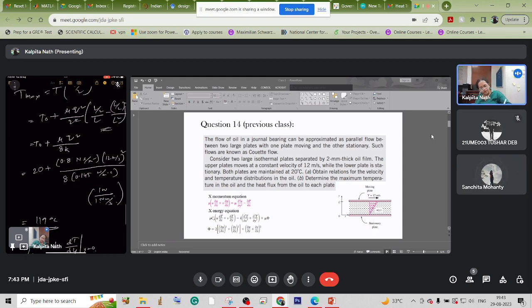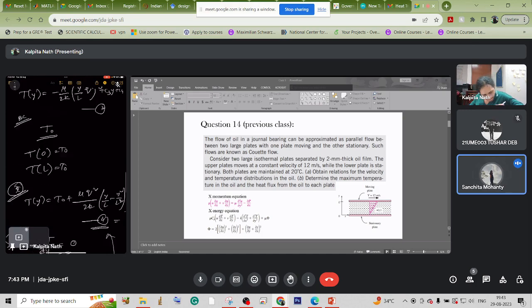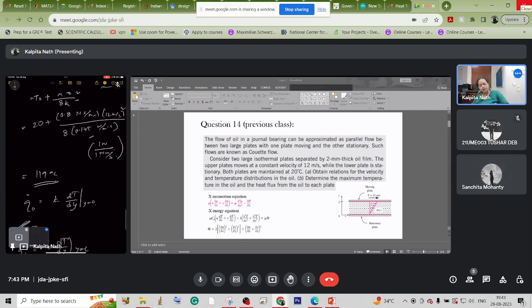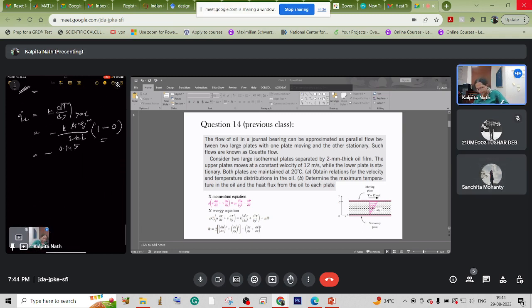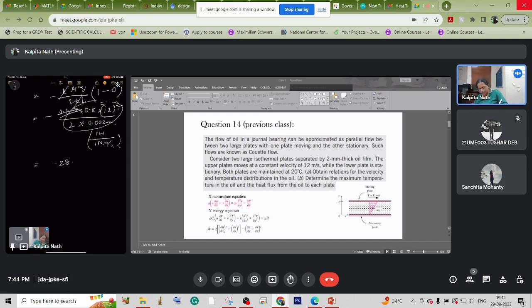K we already know from here, K is 1.145. Correct. And then this is μ. So μ is 0.8 into 12 whole square upon 2. K cancels off, so we don't need to write it, into L. L is 0.002. So 1 watt is 1 newton meter; we have just converted newton meter per second to watt. If we solve this value, it will come out to be 28,800 watt.